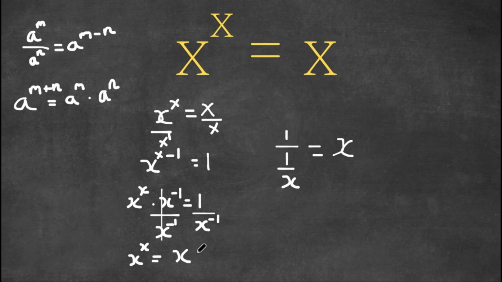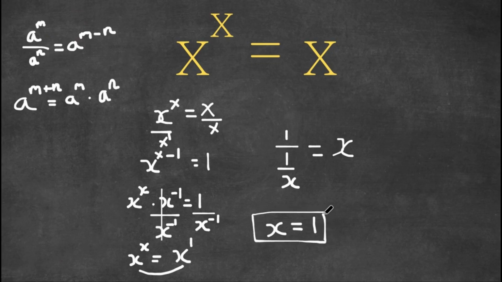Now the exponent for x is actually 1, right? So we have x to the power of x is equal to x to the power of 1. And as you can see here, we have the same bases for both of these, meaning if we have the same bases, our exponents are the same as well. So if we set our exponents equal to each other, we get x equals 1, and this is a solution.